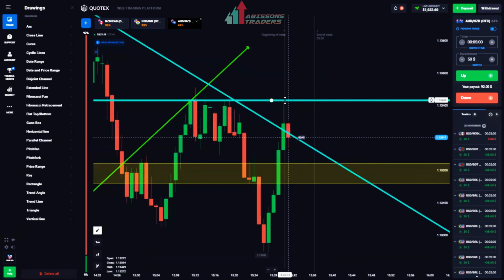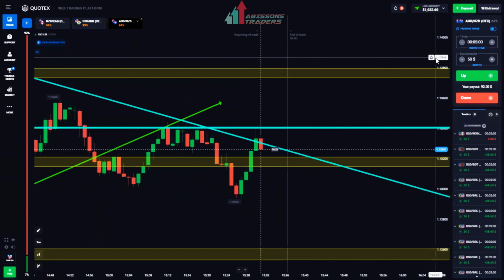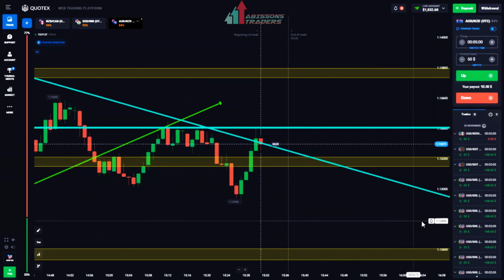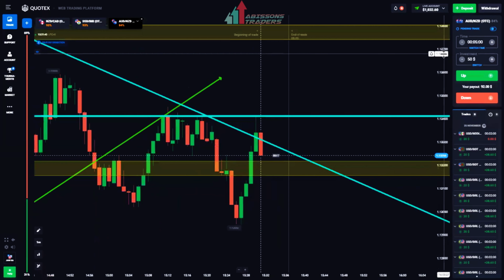Yeah, this is a nice rejection. Now this one can give us a confirmation for us to drop. Let me place a down trade 5 minutes, right? So let's wait and see how the candle closes. If it closes with a good momentum candlestick, we will sell for 5 minutes with $50, right?